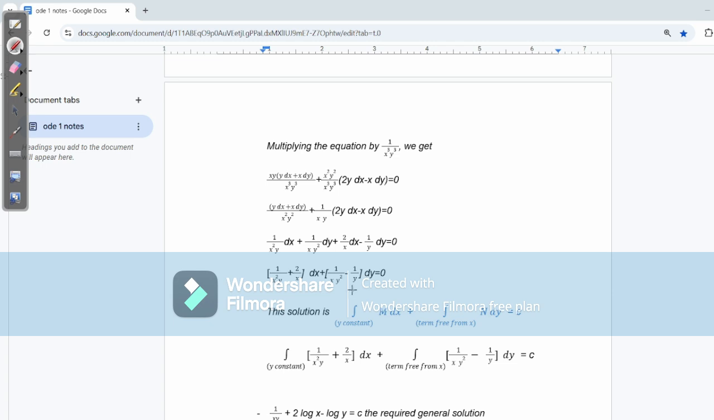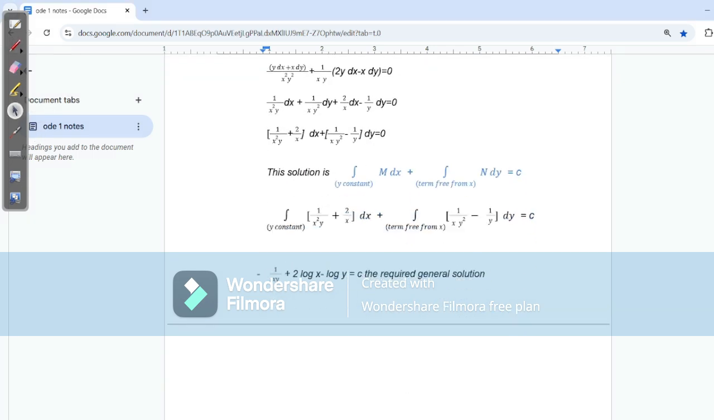So this is the value of M, this is the value of N. We have to take the terms in N free from x, so we take −1 by y; the other value is 0. Now putting y terms as constant, what this value becomes: integrating, it gives −1 by x plus 2 log x minus log y is equal to c. So this is the required solution which has been formed here.